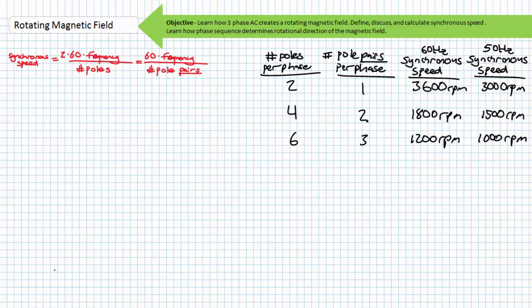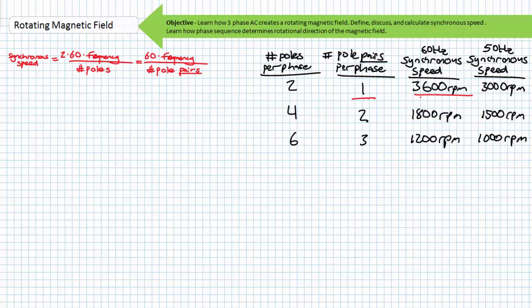Can you see the pattern that's forming? Every time a phase adds another pole pair, the base rotation of the stator magnetic field is divided by the number of pole pairs. At 60 Hz, the base rotational speed of the stator magnetic field is 3,600 RPM.